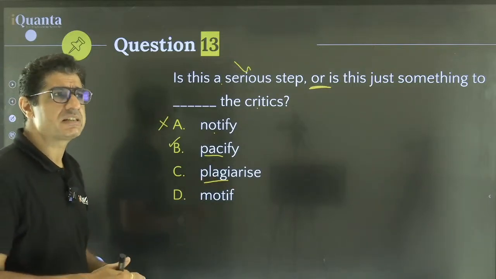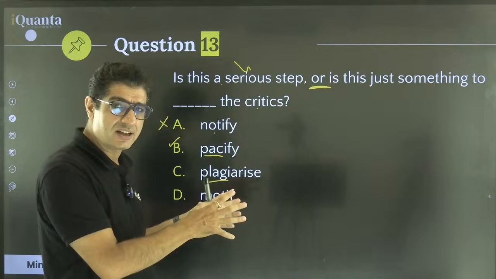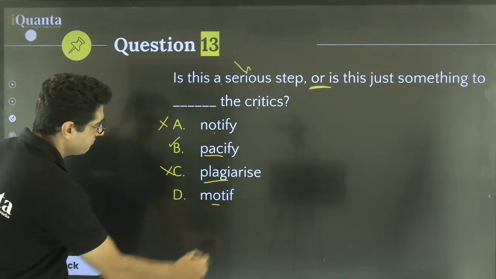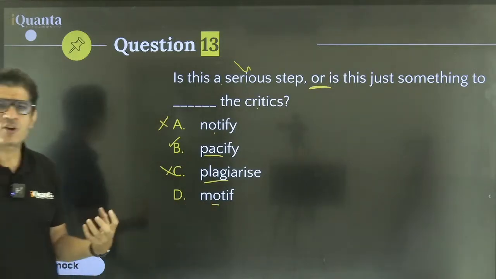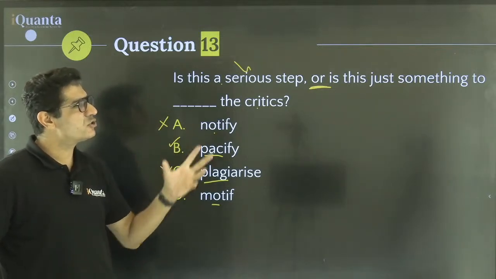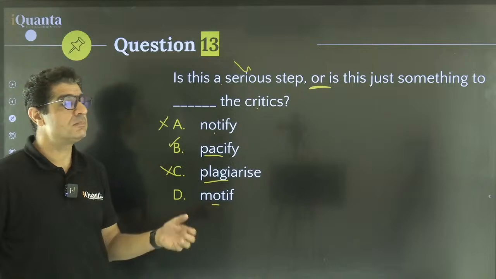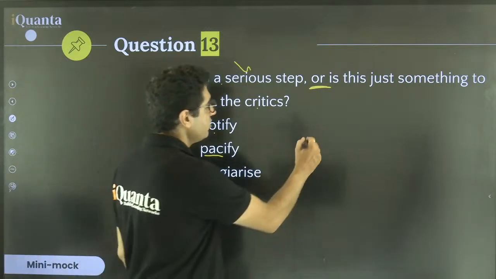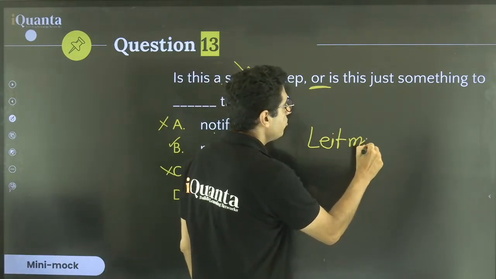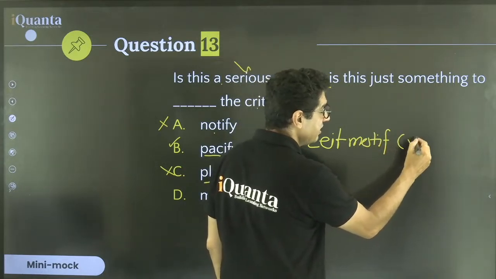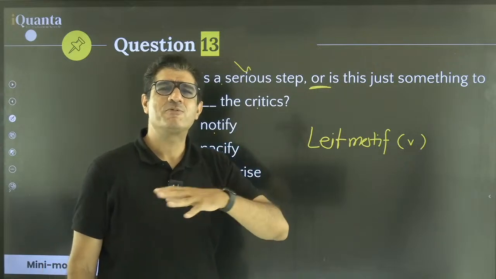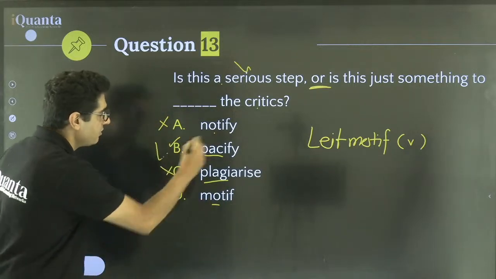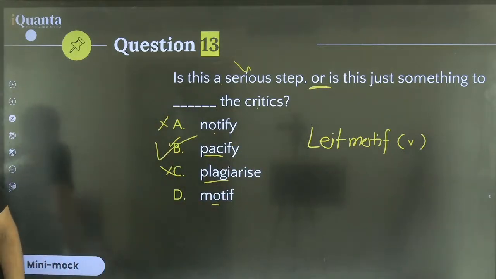Plagiarize is to copy someone else's creation, someone else's writing, and pass them on as your own. No sense here. And what is motif? Motif is a pattern or a design. Okay, so in literature, in speech, motif can refer to an idea or a theme which is used in a speech, which is used in a piece of writing. And in fact, there is a connected word that we use quite often. That word is leitmotif. It is also spelt with a V at the end. It talks about a recurring theme within a play or a book or a poem, right? So the best answer here will be pacify. I think most of you have managed to get this right.